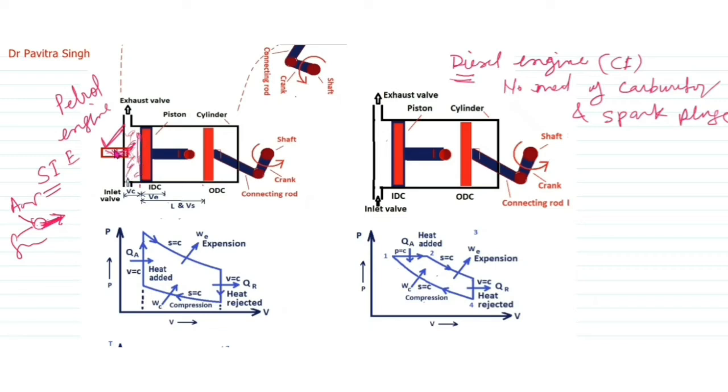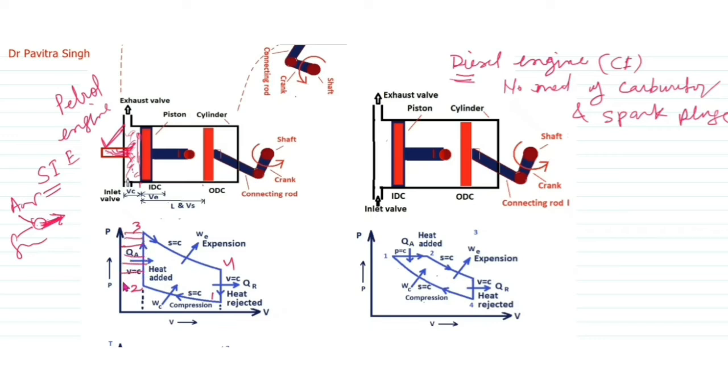We will provide sparking from the spark plug, so the combustion of fuel will start. This process is called the heat addition process, and during this process the piston will be at IDC in the starting and at the end of the heat addition process. So you can see this complete process, 1 to 2, 2 to 3, 3 to 4. This heat addition process 2 to 3 is completed at constant volume because the piston is not moving in this condition.